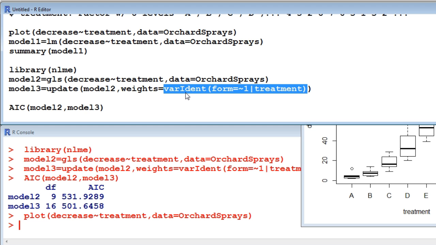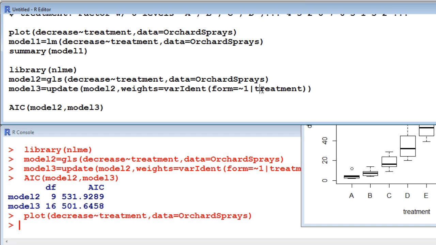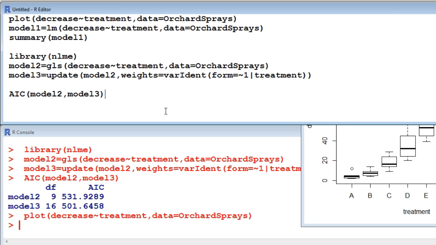So we use a so-called varIdent structure. There's nothing strange about it here, nothing to fear about it. It's just that every treatment receives its own variance estimate. And then we use the AIC, which is Akaike's information criterion, to compare these two models with one another.